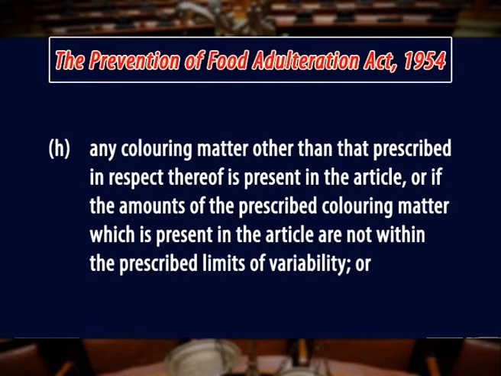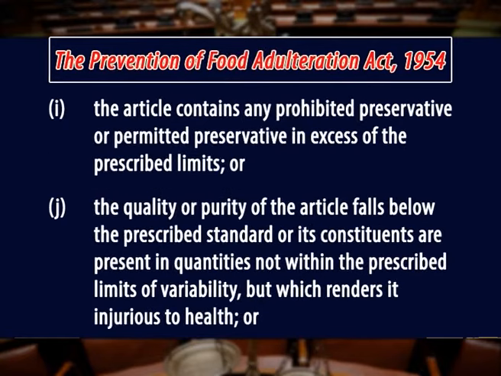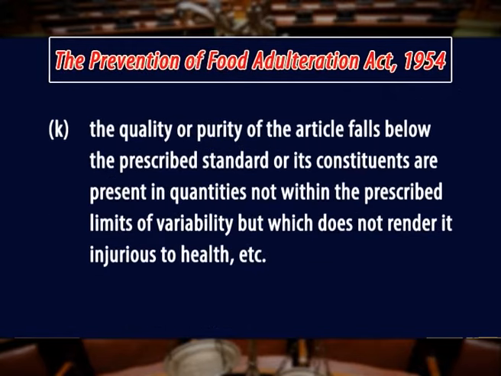Or (i) any coloring matter other than that prescribed in respect thereof is present in the article, or if the amounts of the prescribed coloring matter which is present in the article are not within the prescribed limits of variability; or (j) the article contains any prohibited preservative or permitted preservative in excess of the prescribed limits; or (k) the quality or purity of the article falls below the prescribed standard, or its constituents are present in quantities not within the prescribed limits of variability, which renders it injurious to health; or the quality or purity falls below the prescribed standard or its constituents are present in quantities not within the prescribed limits of variability, but which does not render it injurious to health, etc.